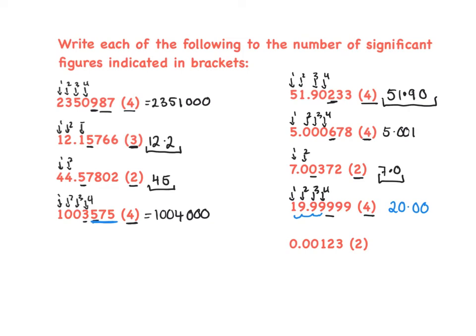All right, the last one. So finally we've got one a little bit different. Now this is 2. You don't start counting until you hit a non-zero. So I don't start counting till there, because these are leading zeros. So 1, 2. Do I need to round up? No. So 0.0012. This is 2 significant figures.